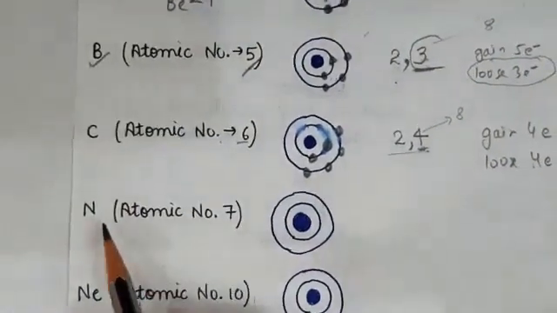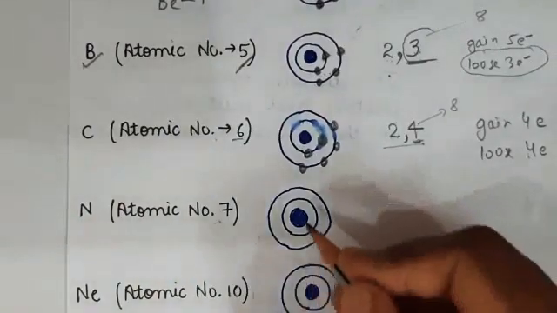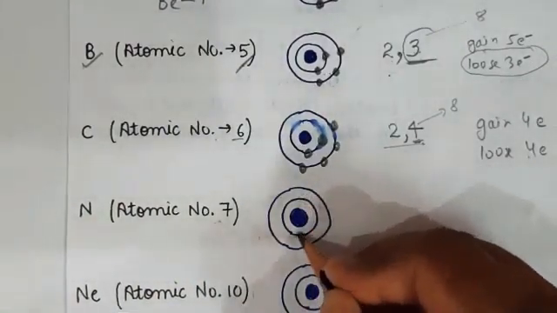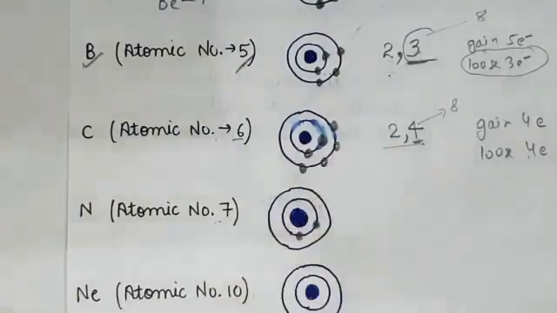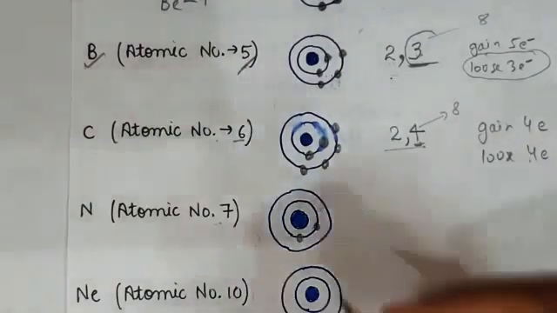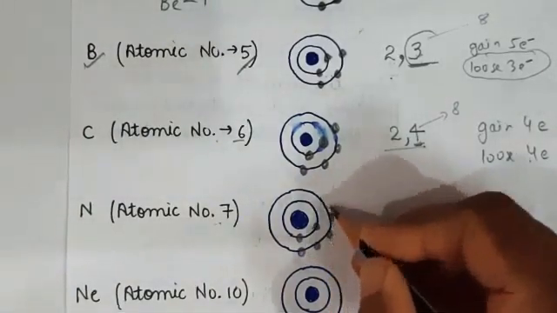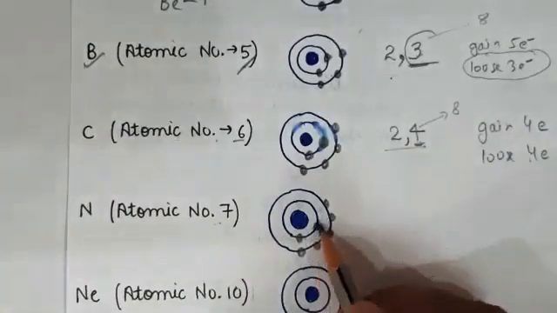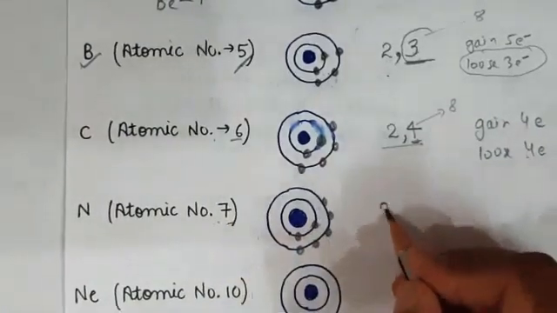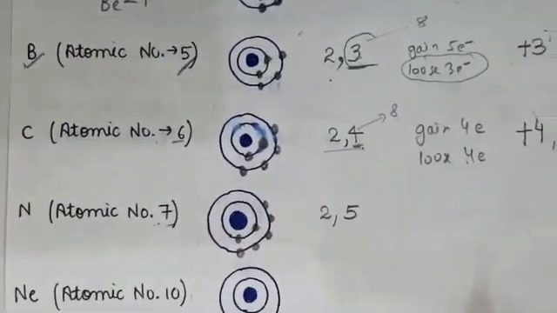Coming to nitrogen, atomic number 7. Write down the electronic configuration. 2 electrons in the first shell. Now how many electrons are left? 5. 5 electrons in the second shell. 3, 4, 5. So 2 plus 5, 7. Electronic configuration written. Now calculate the valency.